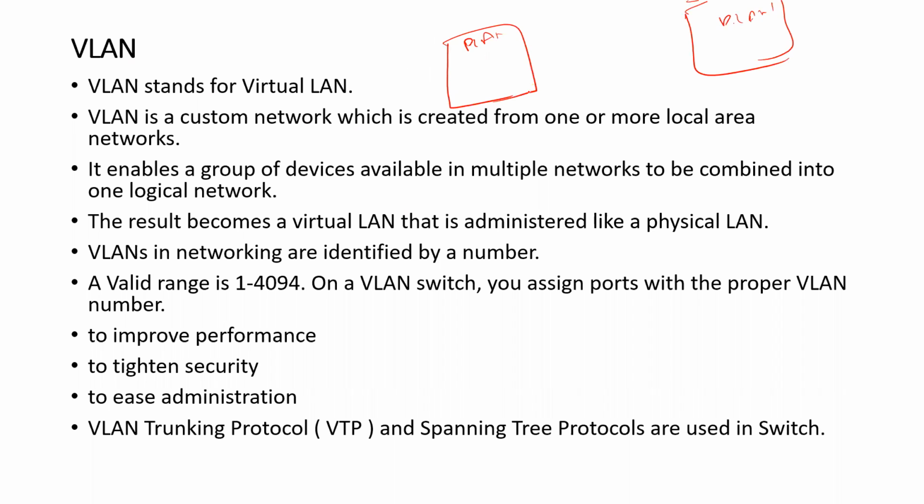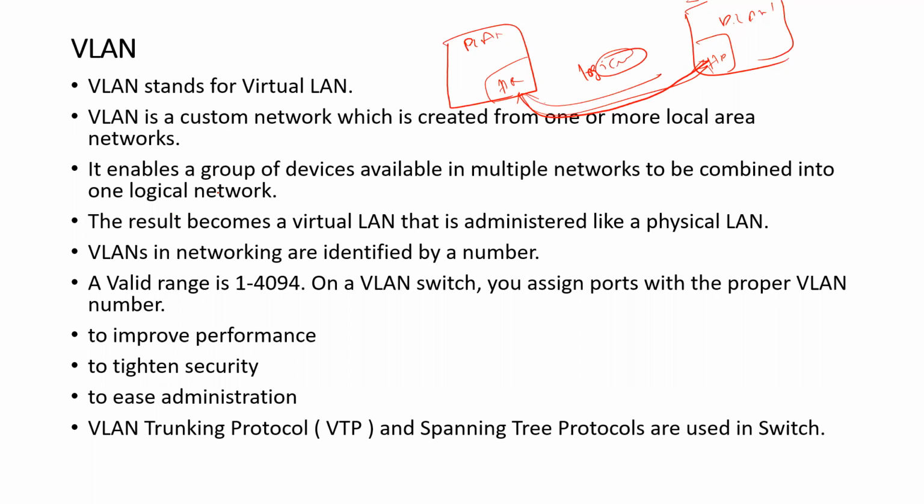Suppose here we have the HR team, and here also the HR team is there. But they need to have the same access, right? So what will they do? This is one physical LAN, this is one physical LAN. Whatever HR subnets they require, they keep in one logical LAN. So that is what a VLAN is, a customized network created from one or more local area networks. That is called VLAN.